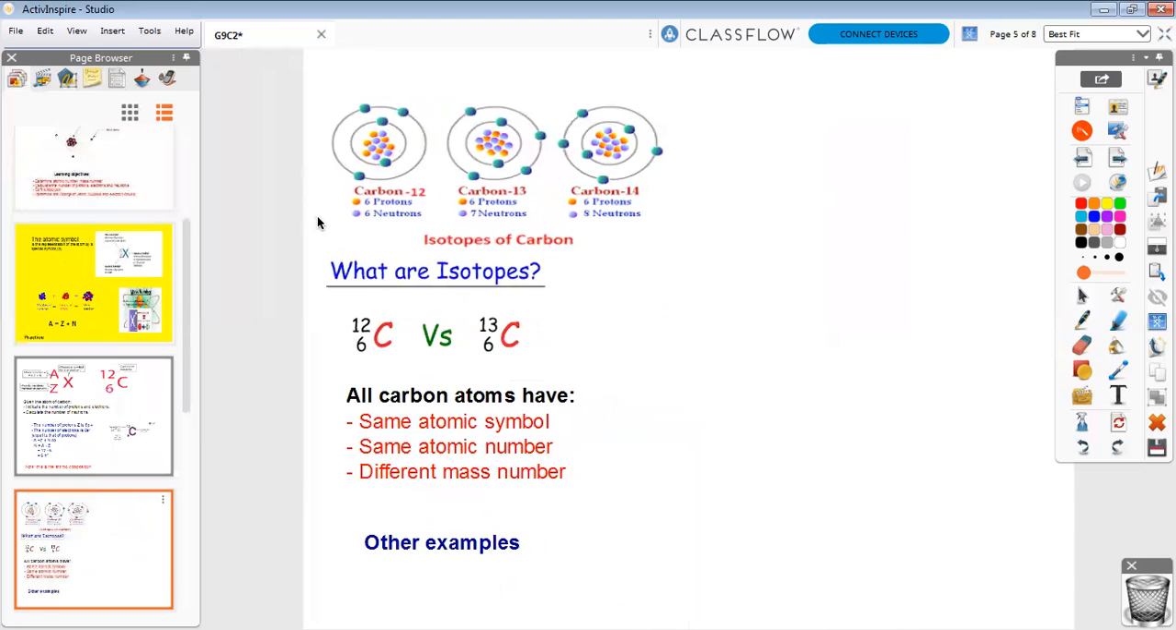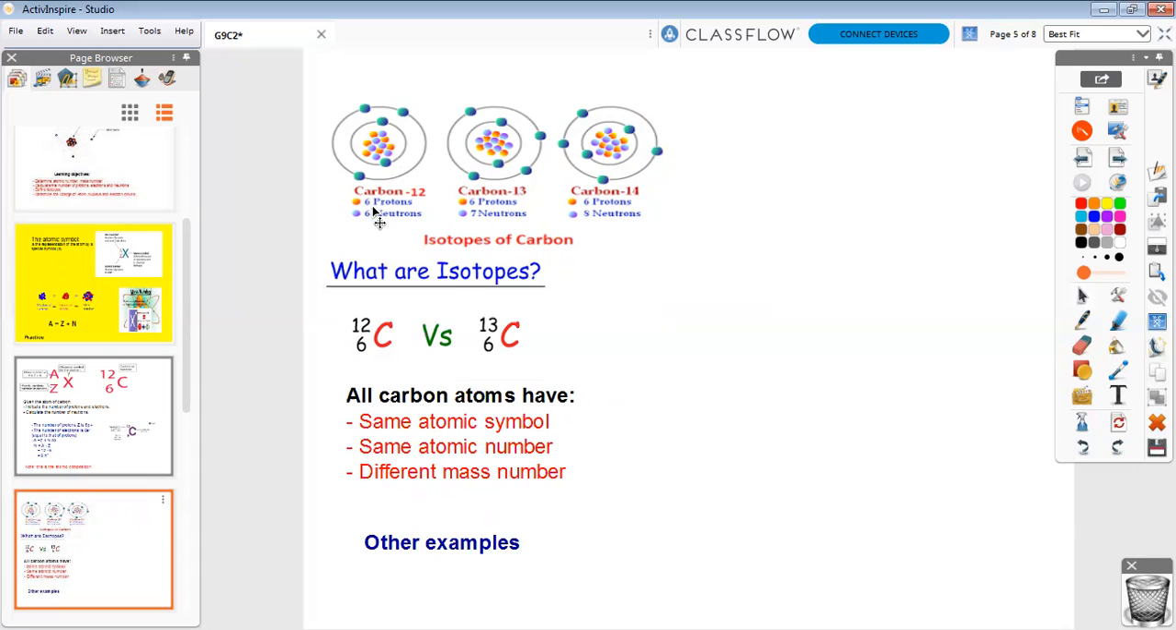Let me continue. What are isotopes? Look at these three atoms of carbon: carbon 12, carbon 13, carbon 14. This is a representation for the atom in order to distinguish between one variety and another of the same element. We notice that carbon 12 means the atomic mass of this carbon is 12, the atomic mass of this carbon is 13, and that of this carbon is 14.